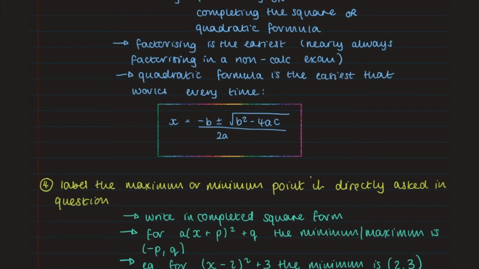Then, if specifically asked in the question, you may need to label the maximum or minimum point. To do this, we need to write the quadratic in completed square form. So if the question asks for this, then it probably makes sense in step 3 for you to use the completed square to solve the quadratic. If I have my completed square form, then I can find the maximum and minimum. So if I have x minus 2 all squared plus 3, then the minimum is just 2, 3. Finally, I just sketch it. I join up all the points that I've labelled and I know the shape.